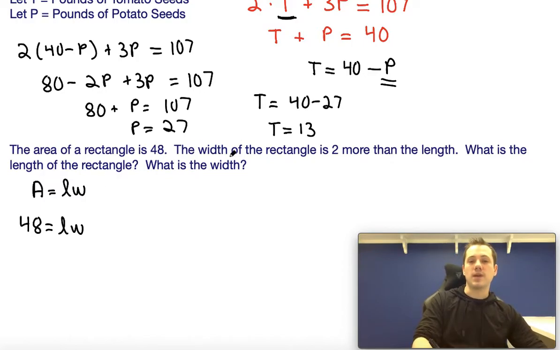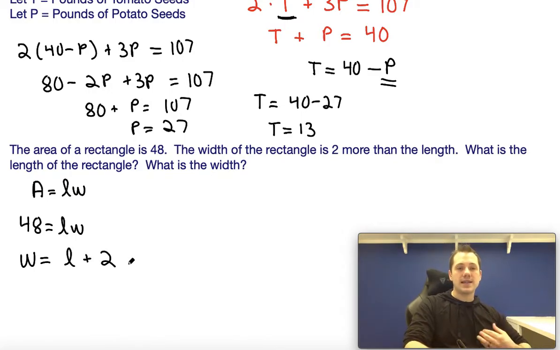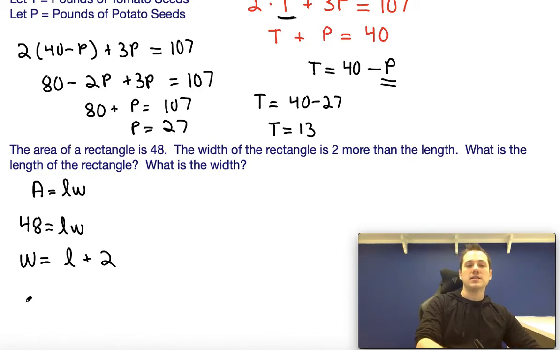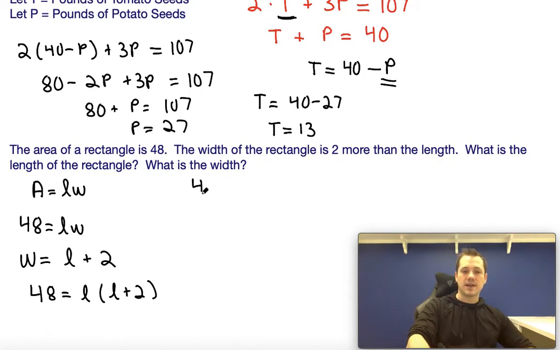Now the second part, the width of the rectangle, is 2 more than the length. Well, width being 2 more than the length, mathematically it would become the width is equal to the length plus 2. Now we can go ahead and substitute in for W here. Since this is already solved for W, it makes sense to plug that into this equation. So we could say that 48 is equal to the length, and then instead of W, I replace it with L plus 2. Now when I distribute this, I'm going to find that 48 is equal to L squared plus 2L.